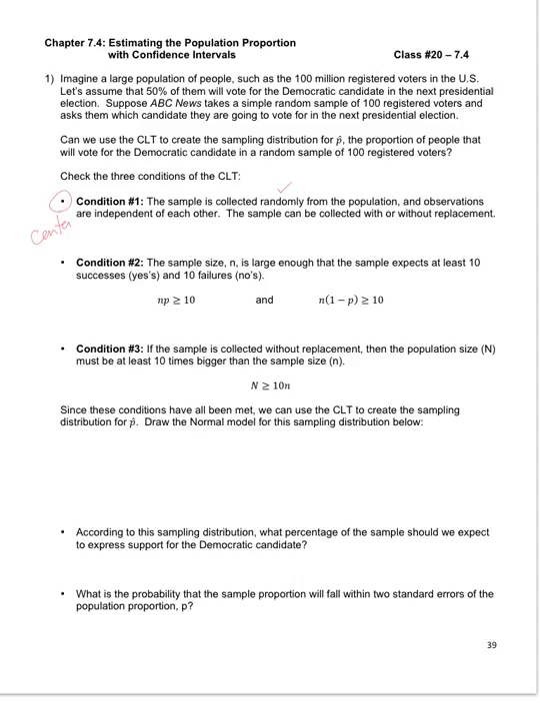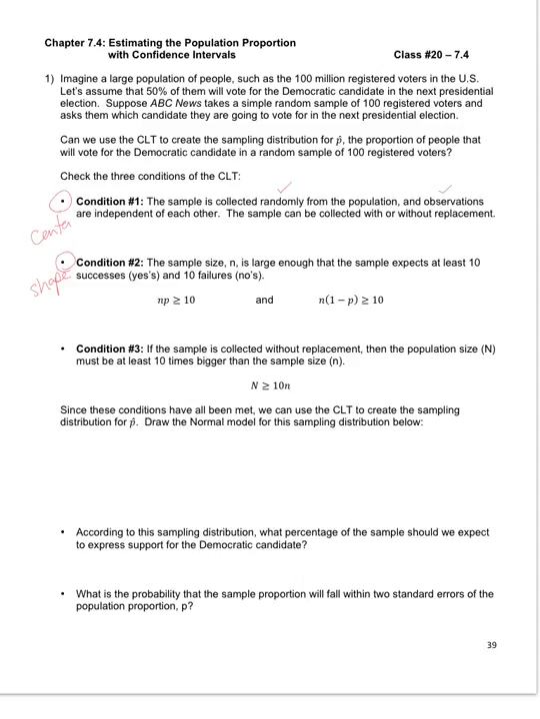So is the sample collected randomly from the population, and are the observations independent of each other? We can say yes, it was a random sample, and that one person's preference for candidate is not going to have an effect on another's. Right? And the sample can be collected with or without replacement. Right? Condition 2 has to do with shape, and it's interested in sample size.